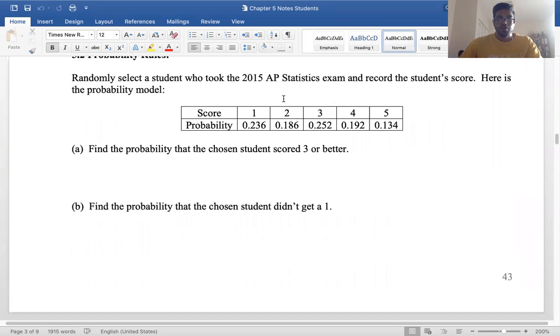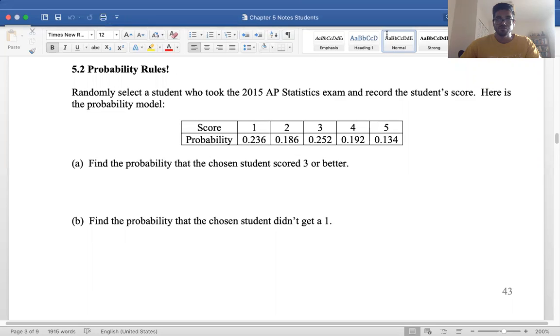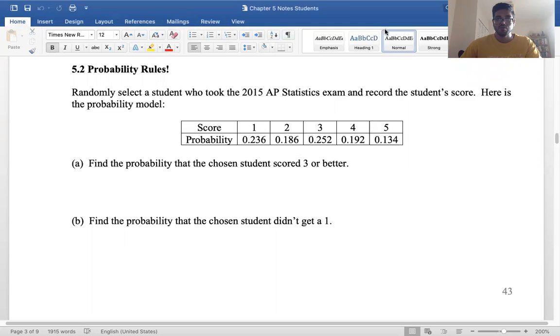So here we have this table about the probability of a certain score on the AP test. Here you have the score, and then you have your probabilities. The first question is: find the probability that students score 3 or better. When we write this out, we say the probability that x is greater than or equal to 3, where x represents the score you get. So x equals score.